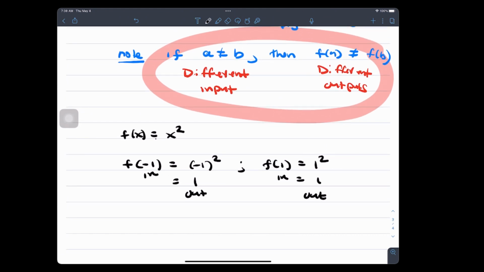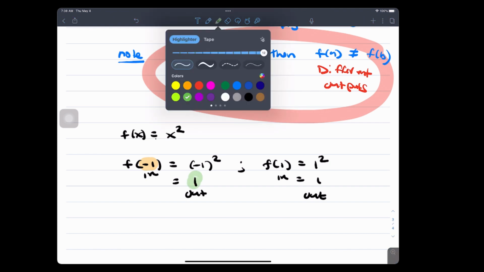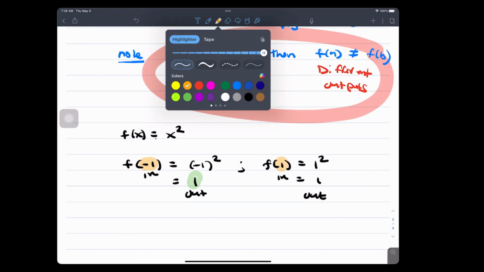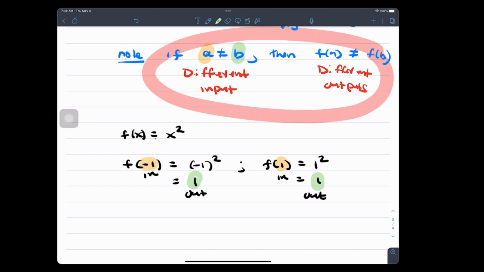Remember, this is an input and this is an output. Sometimes it helps people to see the colors. Input. What's this? Output. See how fast that is now? You see how fast the iPad is? It was just driving me nuts.